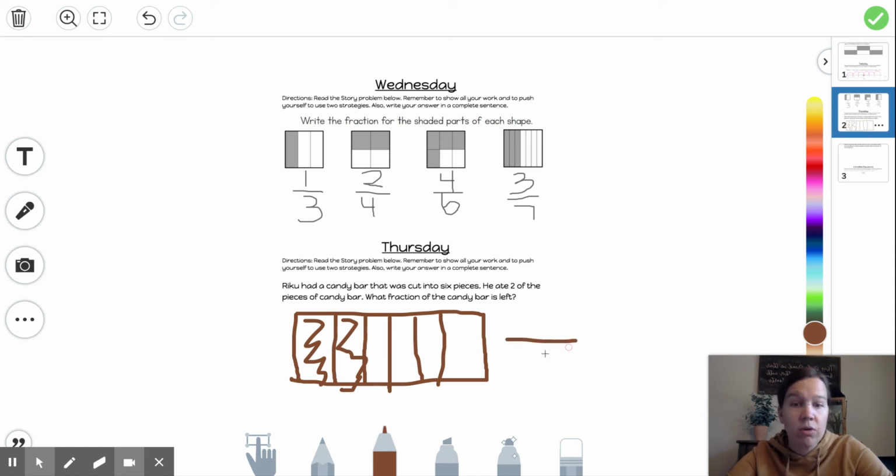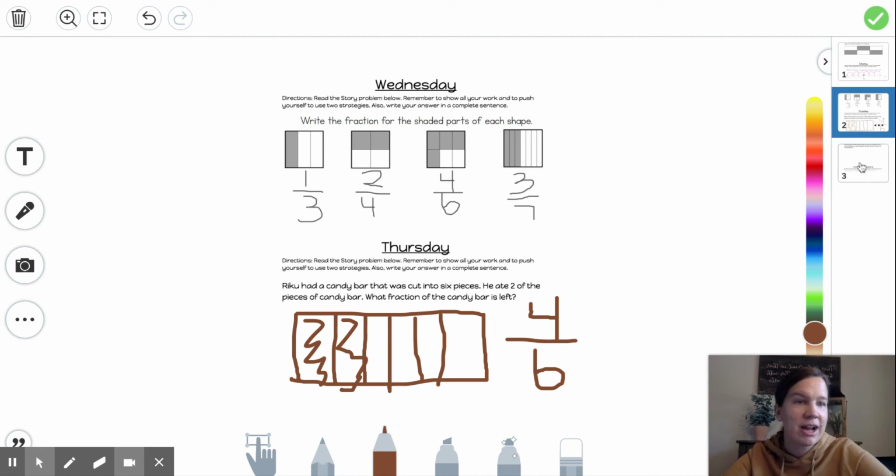So there was a total of 6 pieces, the amount to get to the whole candy bar. And what is left, which is the numerator, the part that I have, or the portion of the fraction that we have, is 4. So your answer was 4/6 for Thursday.